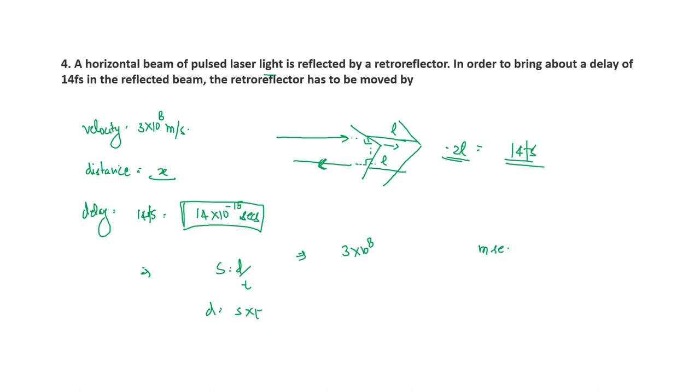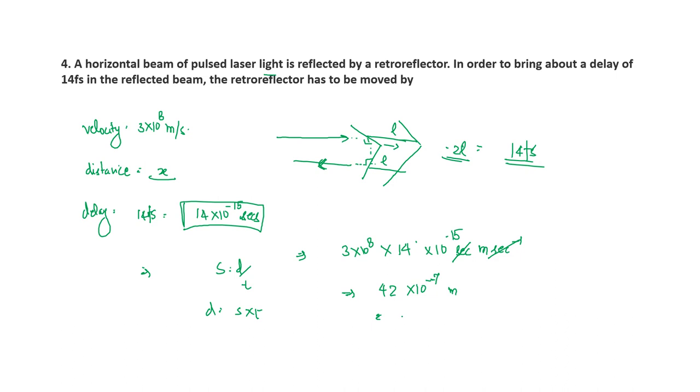Multiplied by time, that was 14 femtoseconds, so into 10 to the power minus 15. And what is the unit? That is second. Second and second inverse will be cancelled. And 14 times 3 would be 42 into 10 to the power minus 7. Okay. And the unit is meter.